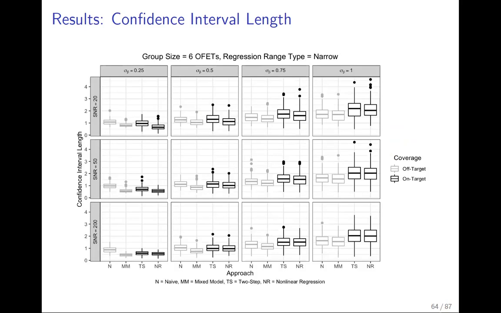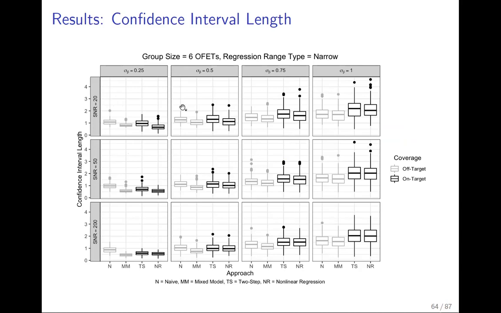This plot shows the length results for the simulations where the group size was 6 OFETs and the regression range was narrow. For example, this box plot represents the distribution of the 200 naive approach lengths for the simulation where the SNR was 20 and sigma beta was 0.25.